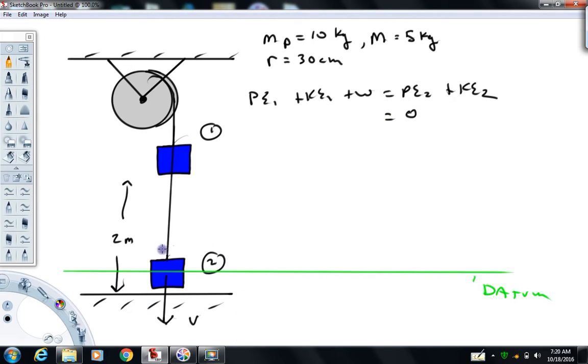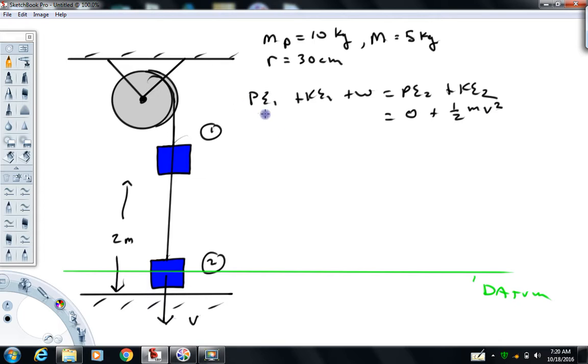Now, while I'm at it, I'm talking about position 2 here. This thing is moving in position 2, so it's got a kinetic energy of 1/2 mv squared. If there were another velocity in this problem, I'd probably tack a 2 on there, but because V1 is 0, I'm not going to bother with that subscript.